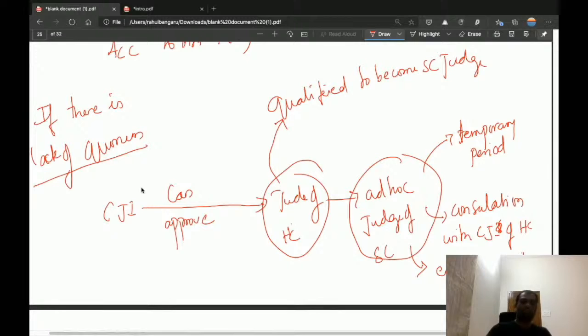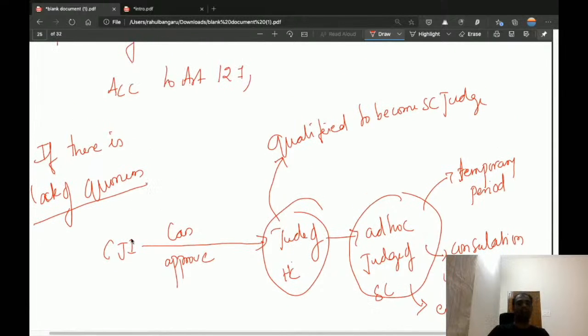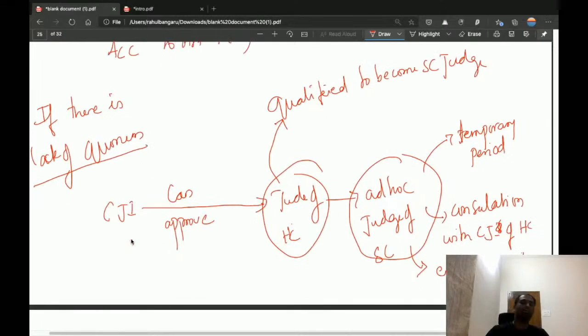So according to Article 127, if there is a lack of quorum in Supreme Court, what is the meaning of lack of quorum? The minimum number of judges required for a sitting in a bench is 3. If there are no 3 members in a particular bench, what will happen? The Chief Justice of India can approve a judge of High Court to act as an ad hoc judge of Supreme Court. This ad hoc judge will be only for a temporary period, appointed only under the consultation of High Court, and will enjoy all the privileges and allowances given to Supreme Court judges. And this judge of High Court should be qualified enough to become Supreme Court judge. So that is Article 127.